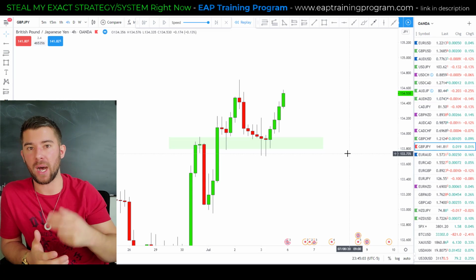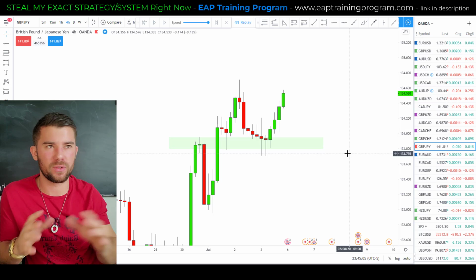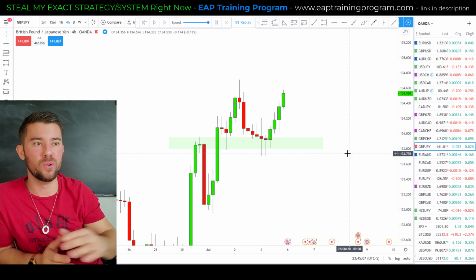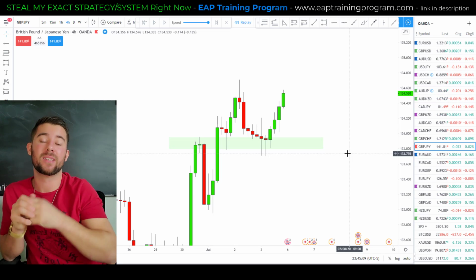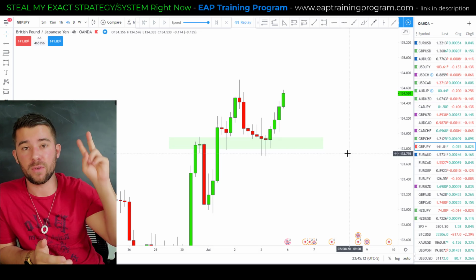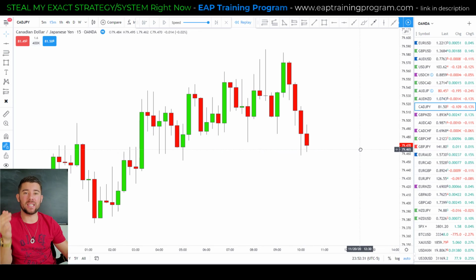I'm talking double bottoms. I'm talking head and shoulders. Those are the only two that I actually use. So let's take a look at a couple of examples of those to get you versed in the second way you can buy support. So here we are on the Canada Yen 15-minute chart.